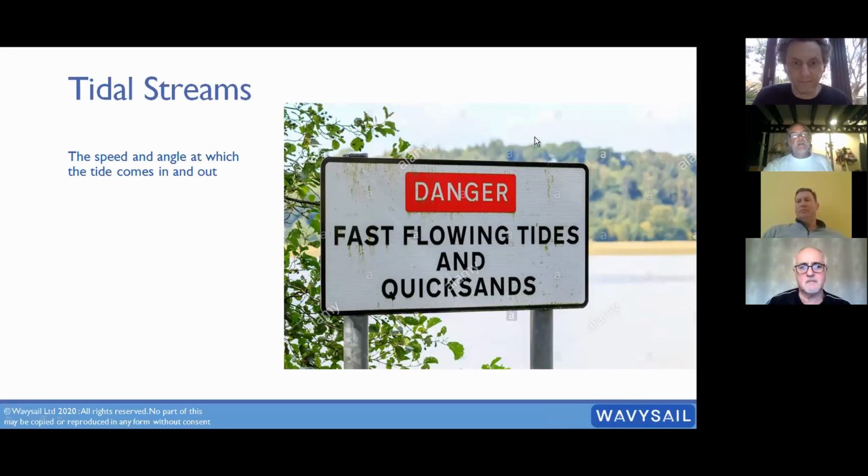Tidal streams is the speed and angle at which the tide comes in and out. So tidal heights, what we've just been doing now, is how much it goes up and down in meters of depth. This is how quickly and at what angle it comes in. So two completely different things, caused by the same event, the sun and the moon and their gravitational pull and the spin of the earth, but the one is all about how deep is the water. This is about how much it's moving and at what angle.